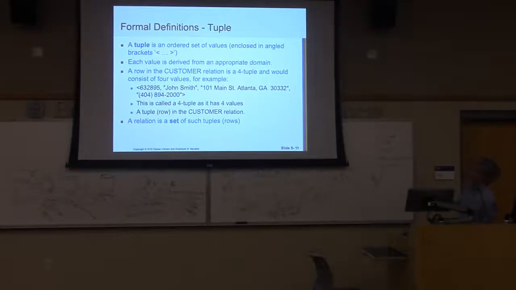So each tuple can be represented by brackets like this. For example, this is one instance, 632, 895 and so on. So this is one tuple and another tuple. So what is a relation? A relation is a set, a group, of such tuples. But they should have the same attributes. It's standardized.